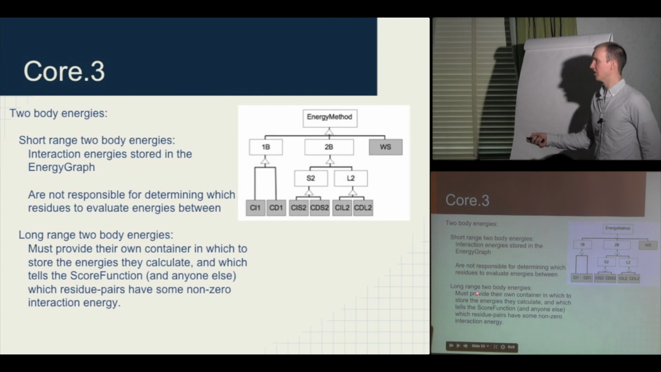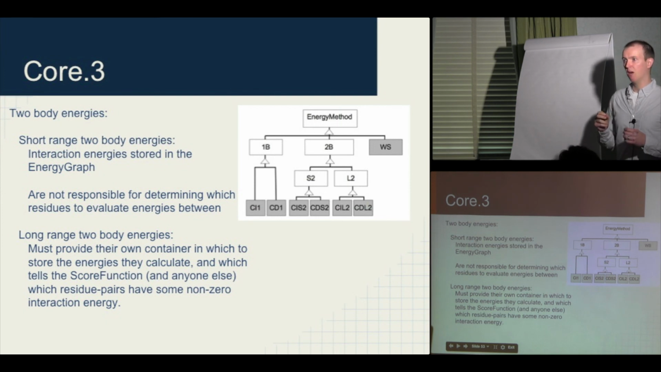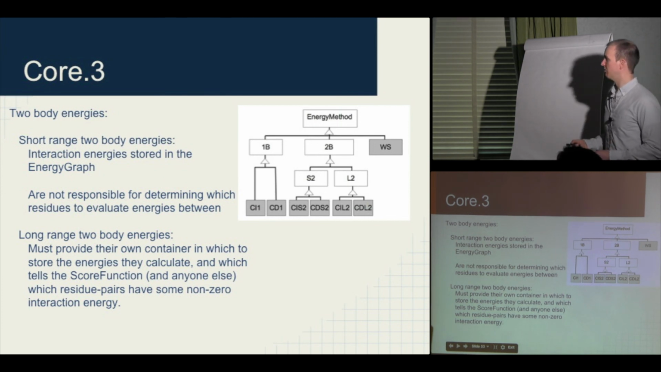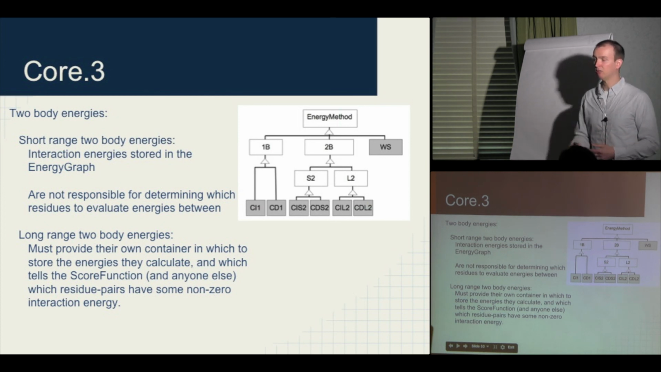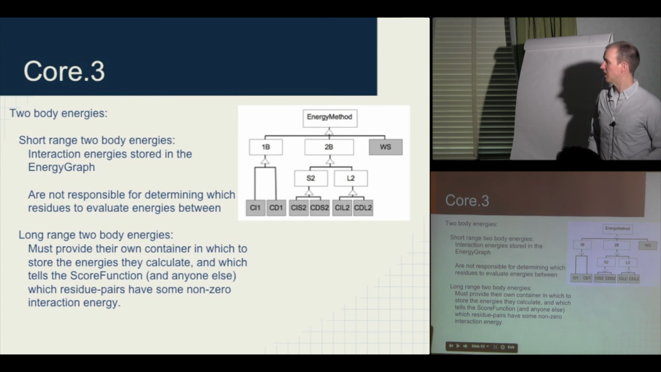The long-range two-body energies, on the other hand, have to say who they define energies for. The way they do that is by providing this long-range energy container, and they put it into the energies object, and that's what the score function then uses to iterate across the residues that actually apply for that energy function. So for the constraint energies, let's say it was residue 10 and residue 50 that you wanted to make sure were 40 angstroms apart, it would provide a container such that you could iterate across that container, and it would say to the score function, you need to evaluate the energies for residue 10 and 50 together. And that's the purpose of the long-range energy container.